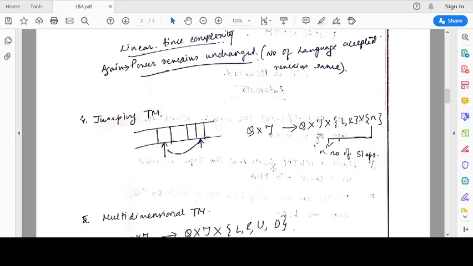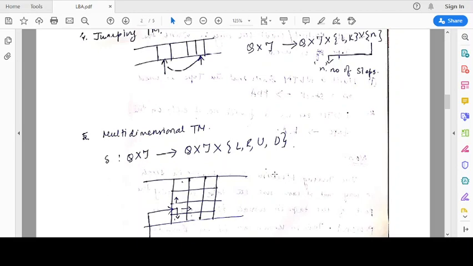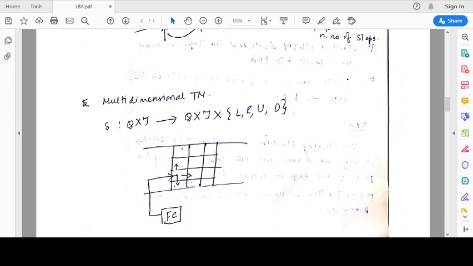I hope it's clear. So next, moving on to the multi-dimensional Turing machine. The multi-dimensional Turing machine is again a very interesting construction of a standard Turing machine. Here, as you can see, the transition function goes like this: Q × Γ maps to Q × Γ × {L, R, U, D}. What is U and D? U is the upward direction, D is the downward direction.